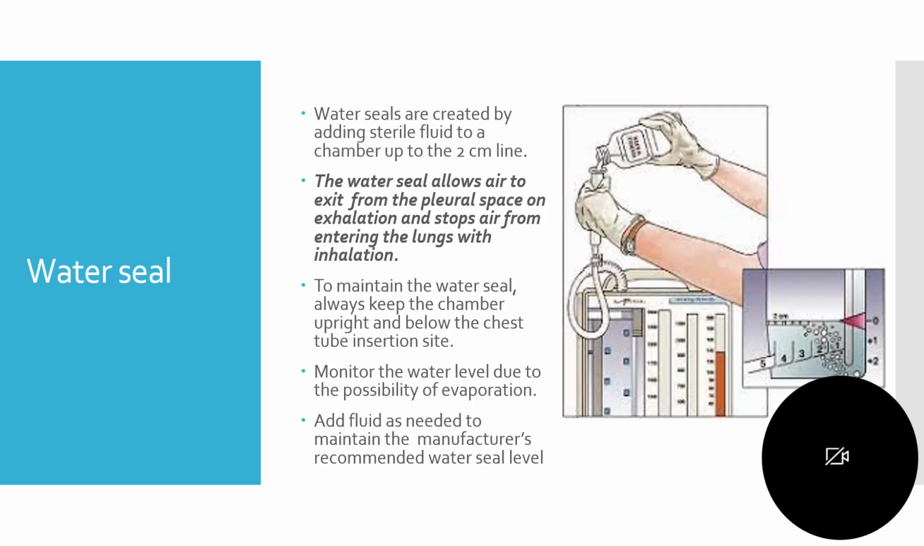In order to create a water seal, normal saline or water is added to the chamber, and it gives you instructions as to what level the water should come up to. The important thing to know is that the water seal allows air to exit from the pleural space on exhalation, when they're breathing out, and stops air from entering the lungs when they inhale.